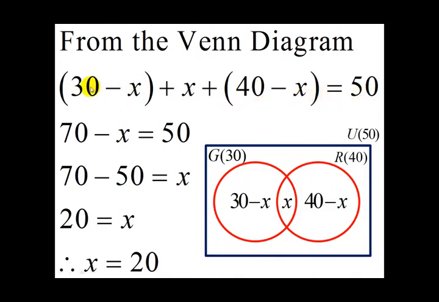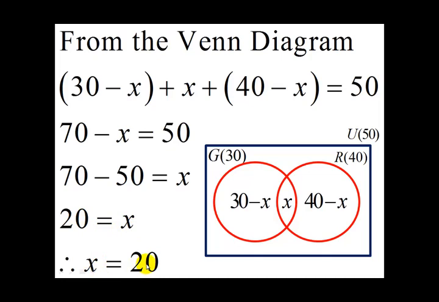Now 30 plus 40 is equal to 70. Minus X plus X equals 0, but we already have minus X here. So we have 30 plus 40 minus X, which gives us 70 minus X, and this is equal to 50. Now we are making X the subject. So minus X on the left-hand side becomes X on the right-hand side, and 50 on the right-hand side becomes minus 50 on the left-hand side. So we have 70 minus 50 equals X, and 70 minus 50 equals 20. Therefore the value of X equals 20.